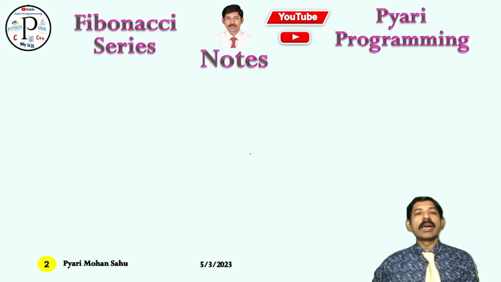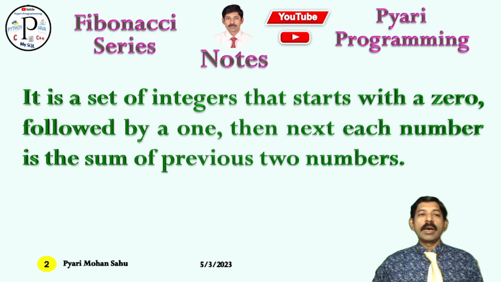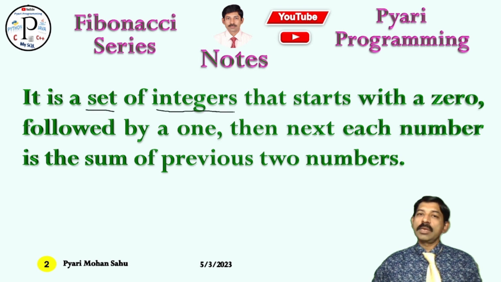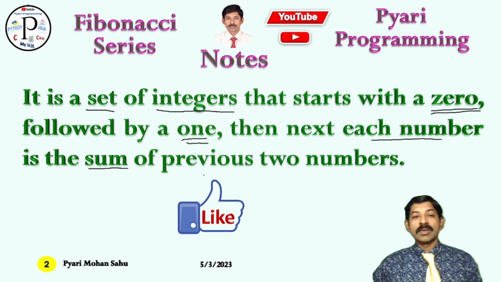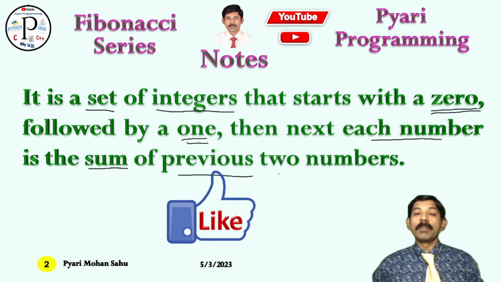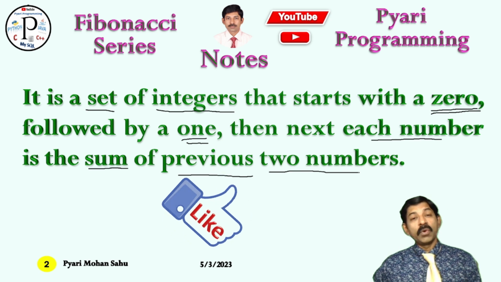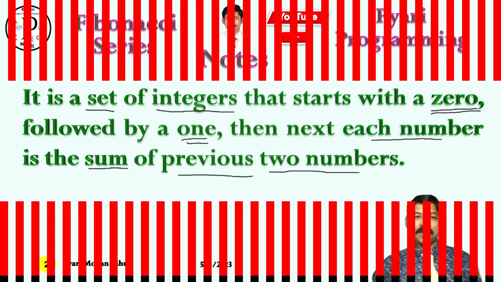Let's see what exactly the definition of your Fibonacci series is. Now it says that it is a set of integers, that means more than one integer is available in this series, that starts with 0, followed by 1. That means after 0 I must have 1. These two are fixed. Then each next number that I am going to generate is the sum of the previous 2 numbers. If you are not clear about it, we'll see the dry run.